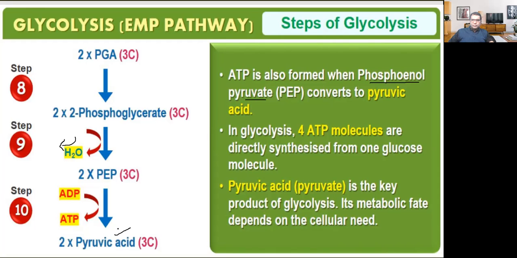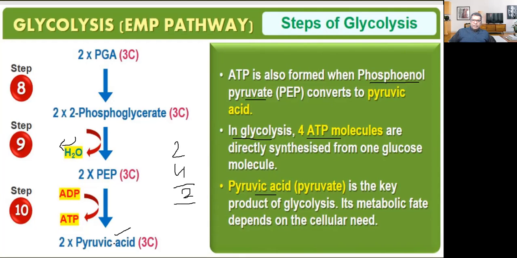step number 10. So in glycolysis, 4 ATP molecules are directly synthesized from 1 glucose molecule: 2 here and 2 previously. So 2 plus 2, 4 ATP molecules are directly synthesized from 1 glucose molecule in glycolysis. And how many are used? 2 are used and 4 are produced. So the net balance is 2 ATP released during the process of glycolysis.